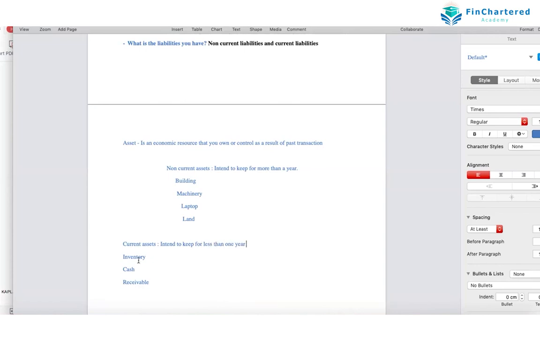1 year are current assets. So we've got current assets, we've understood what are non-current assets, and we've looked at examples. Receivables also. Suppose you have to receive money from me, for example, okay? Suppose you have to receive money from me.